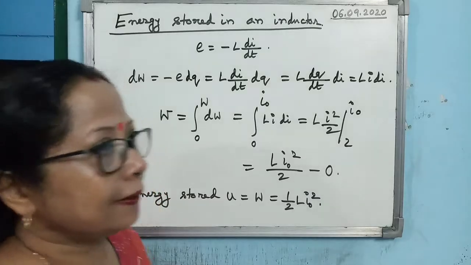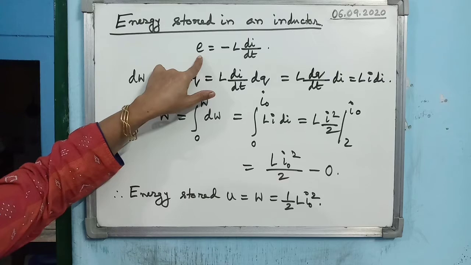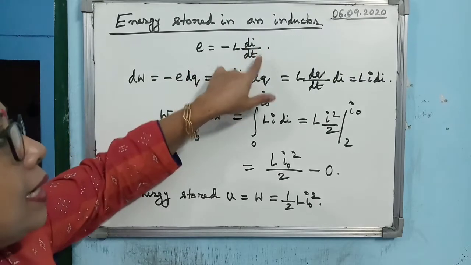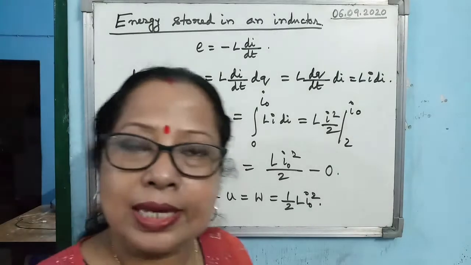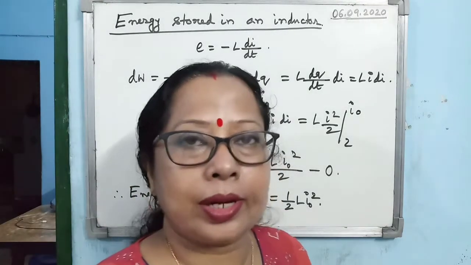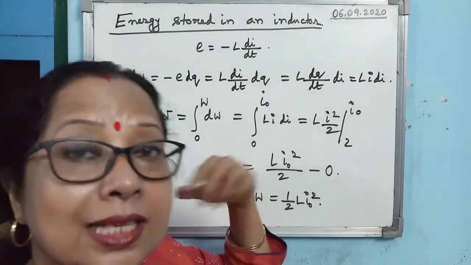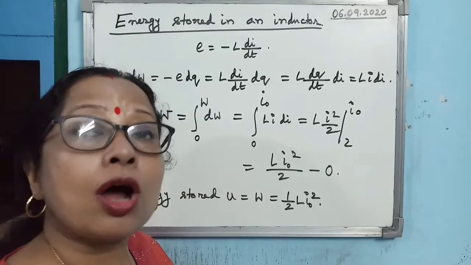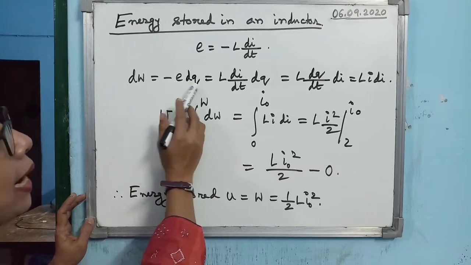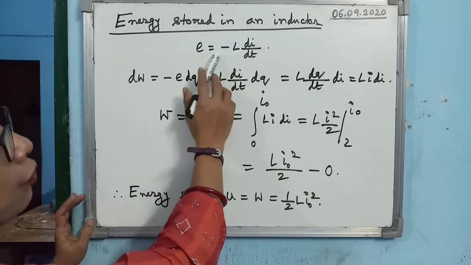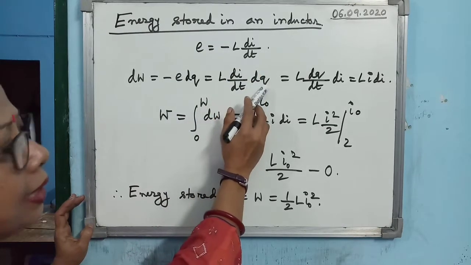Now, if you consider at any instant of time, the EMF induced in the inductor is given by minus L di dt. So, what will be the work done? Work done, you know, is EMF into the charge added to it. So, if at any instant of time, dq extra charge is added to the inductor or passing through the inductor, then you can write dw will be equal to minus E dq.